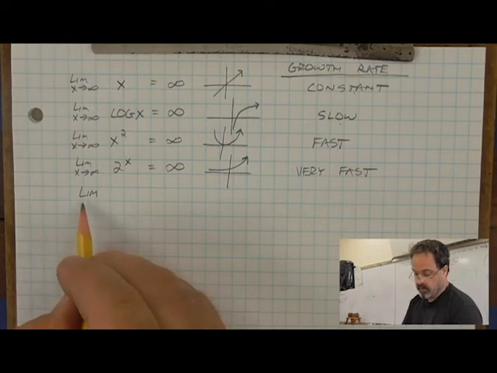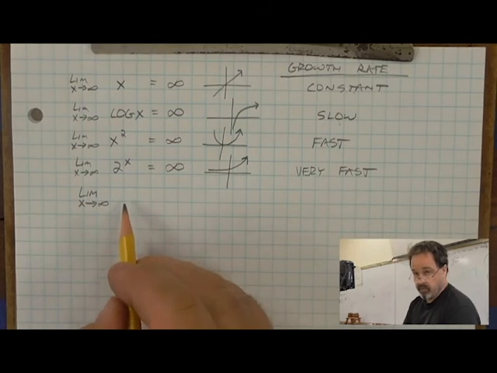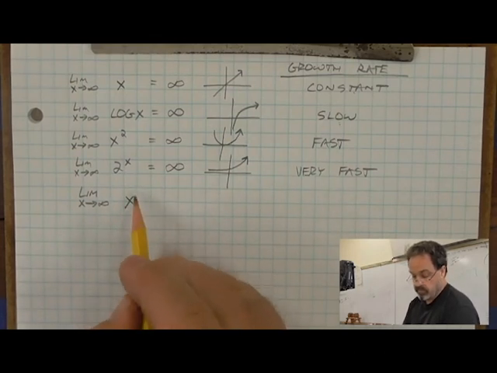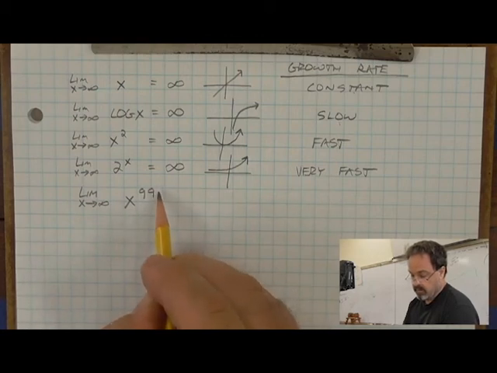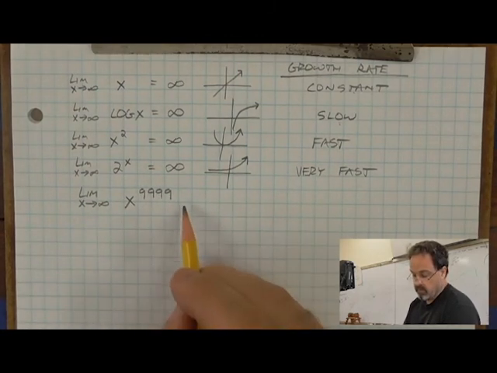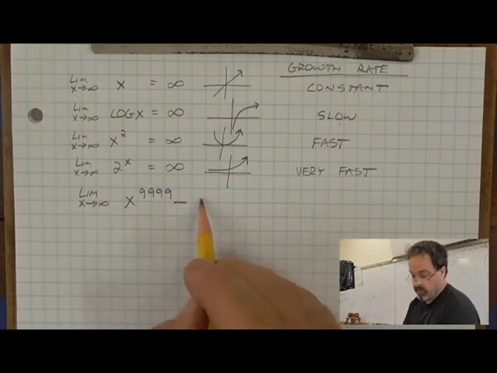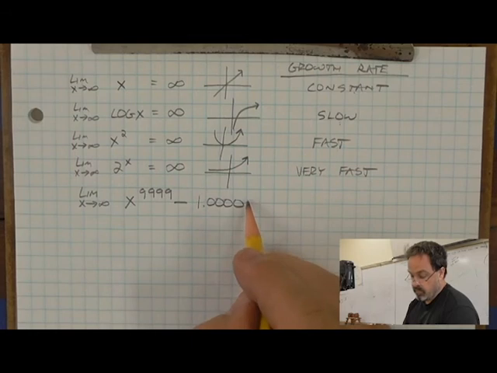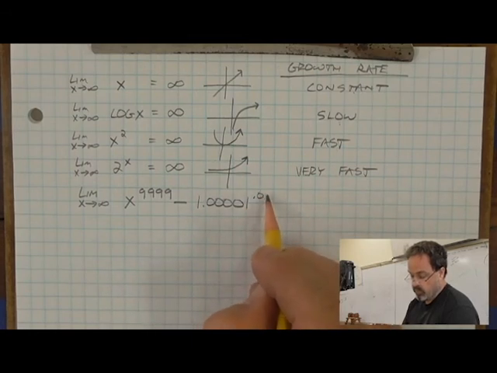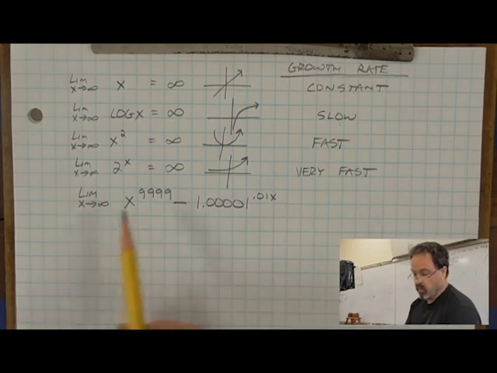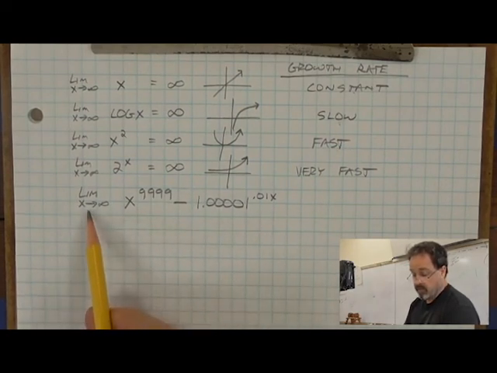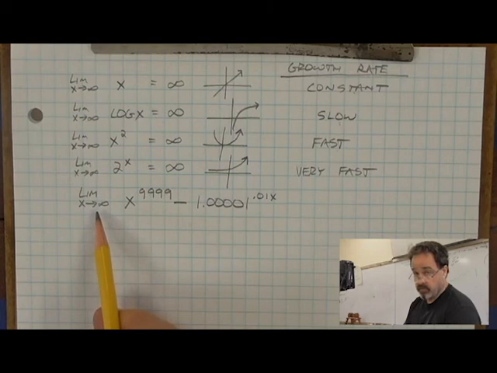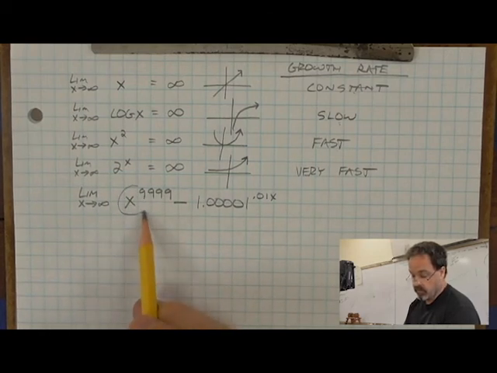This is the last example. The limit as x approaches infinity of a very unusual function. We're going to include 2 terms. We're going to include the term x to the 9,999. That's a power, huge exponent value, and we're going to subtract 1.00001 to the 0.01x. So what is the limit of this function as x goes to infinity, or gets arbitrarily large? Well, let's analyze these 2 terms.